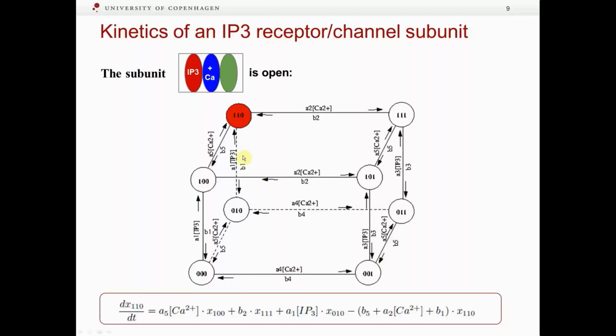So, for instance, the change in the amount of subunit in this state here, where the channel can be potentially open, given that the other 2 subunits are also in this state, is described by this equation down here. So the change in this state is the reactions leading to this state. It's this reaction here, this reaction, and this reaction.